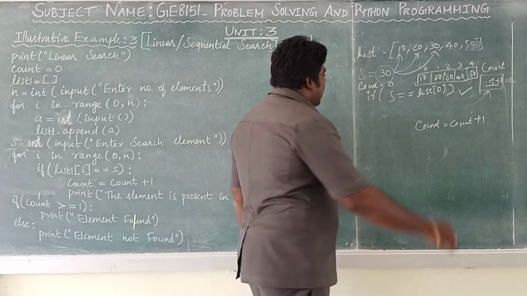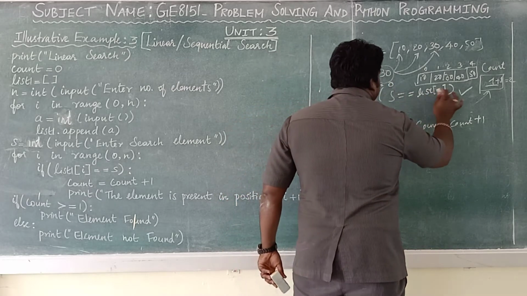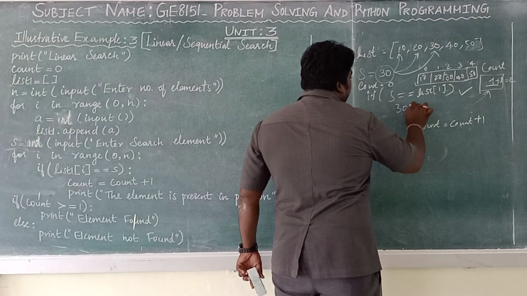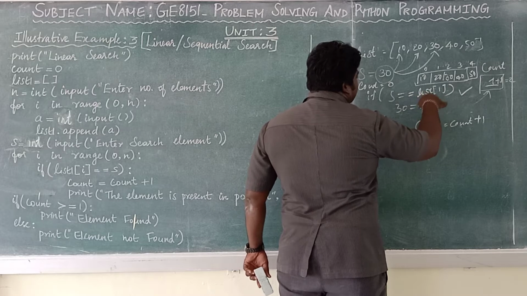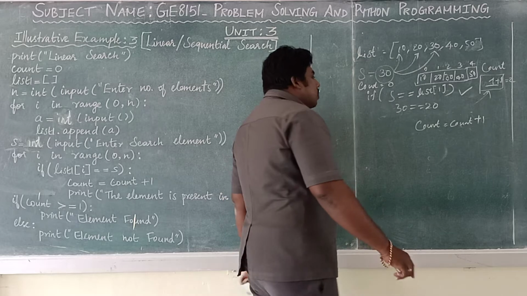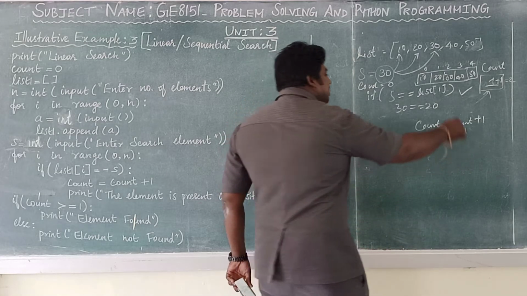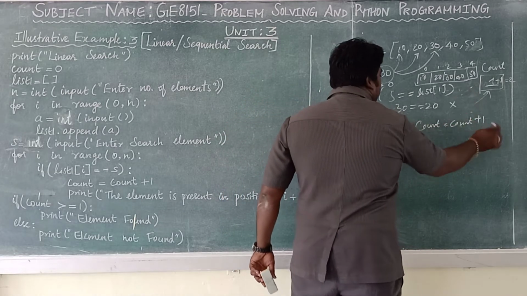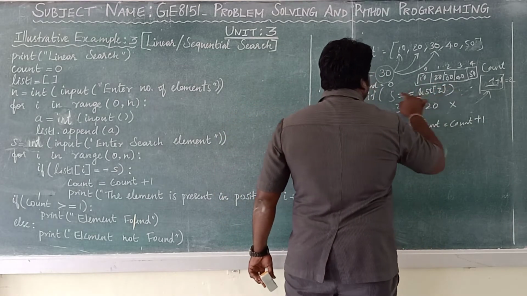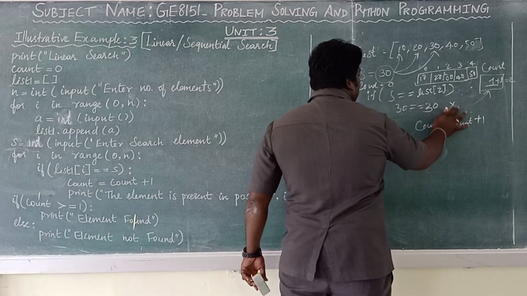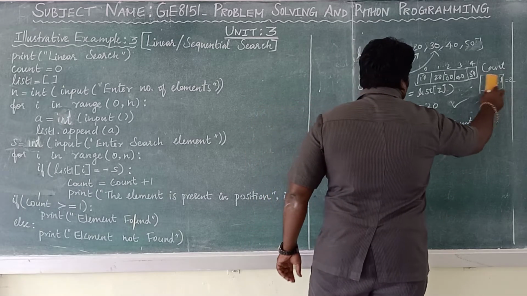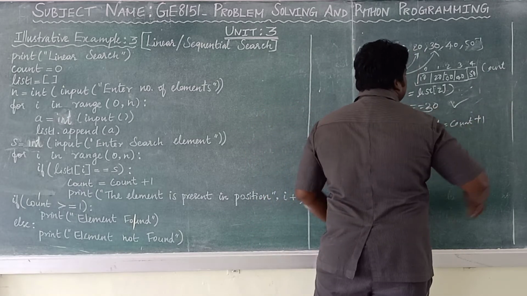Condition false. Again, I am checking. S equal to list of 1. So 30 equal to 20; 1 denotes the index. Again the condition is false, so it won't increase the counter. The next time I am going to check S equal to list of 2. So 30 equal to 30. At that time the counter will be increased to 1.